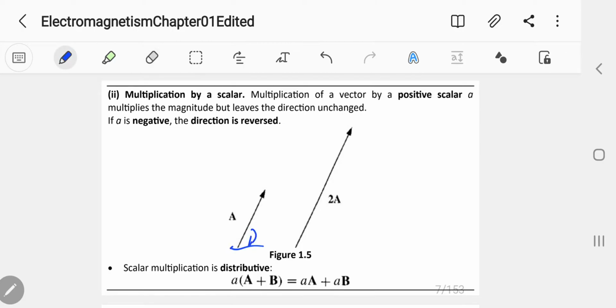So if this is theta here, this would also be theta. The scalar multiplication is distributive, so you can multiply a to the sum a plus b. This is just equal to a times the vector a plus a times the vector b. So what happens when this is negative? For example, this is negative 1/2. What is negative 1/2 a? Negative 1/2 a would look like this. It's in the opposite direction, and the magnitude is cut by half.